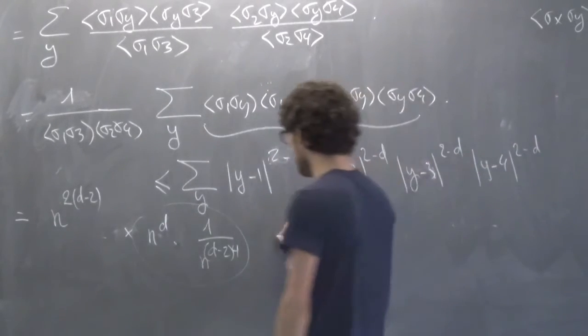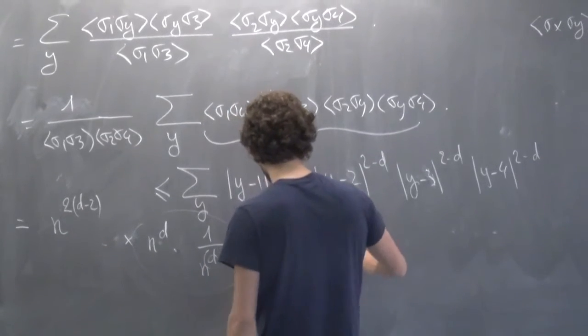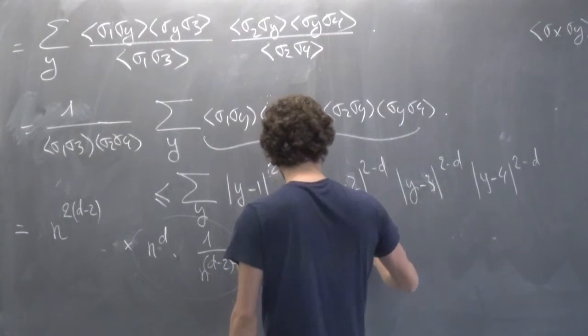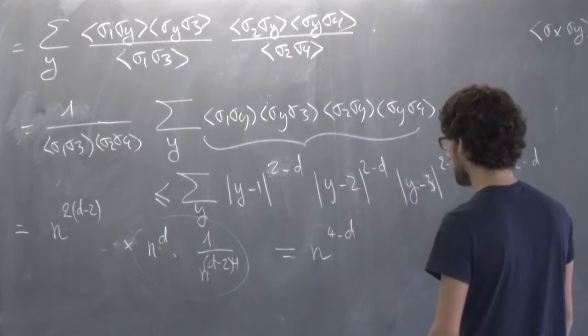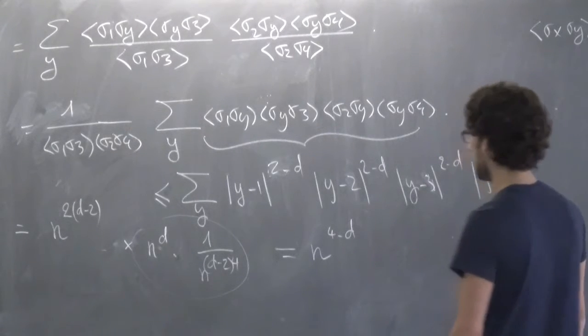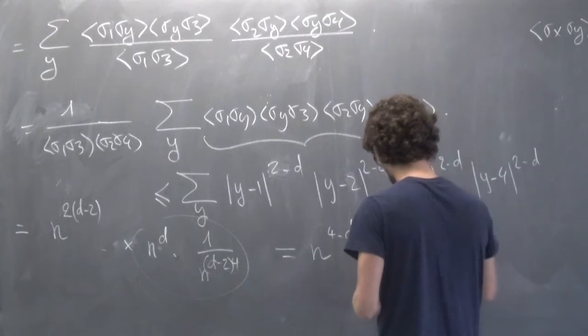But now, when I put everybody together, what do I get? I get n to the 4 minus d. Normally, I should get that. Do I get that? So the d, I get 1d, which is at the bottom, and then I get 4, and here it's... Yeah, I get that. Good. So this thing is tending to 0 as n tends to infinity.